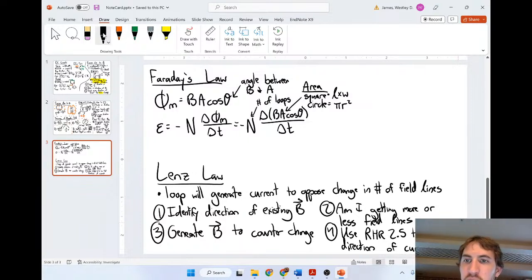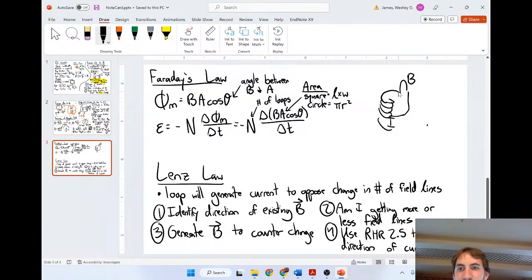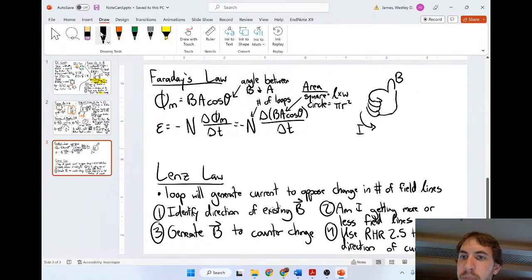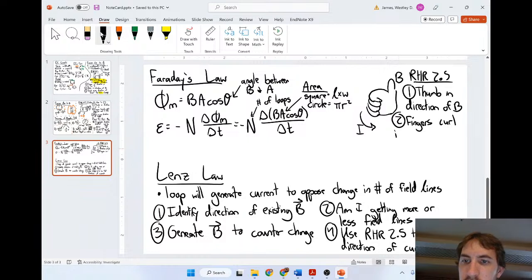All right, your thumb goes in the direction of current. There's a thumb, and then your fingers, there they are. That's not bad. Your thumb is in the direction of B, and your fingers curl in the direction of the current. Good news, I'm not going to ask you to draw a hand on the test. Thumb in direction of B, fingers curl in direction of current.